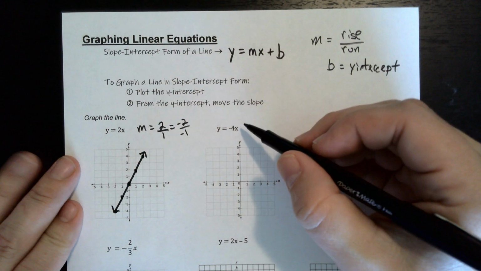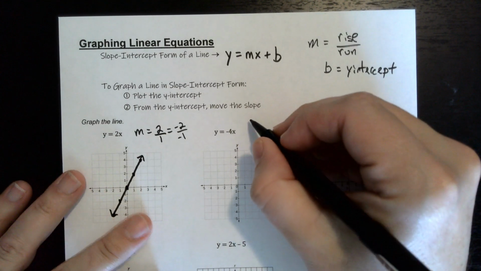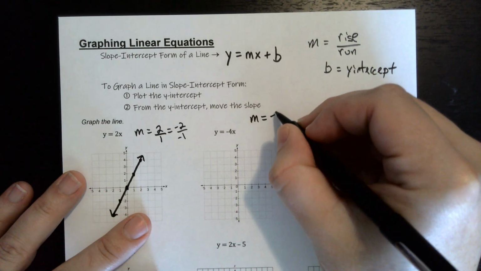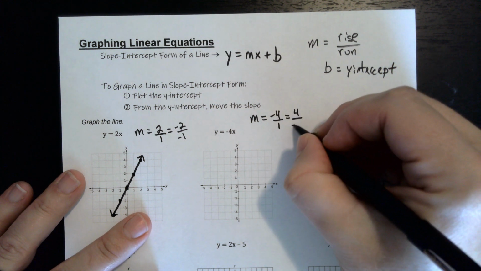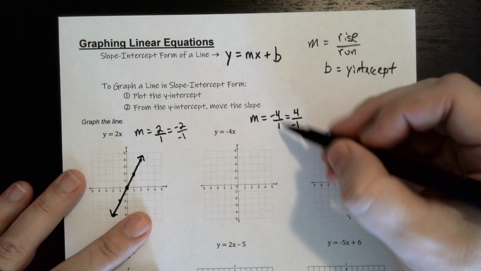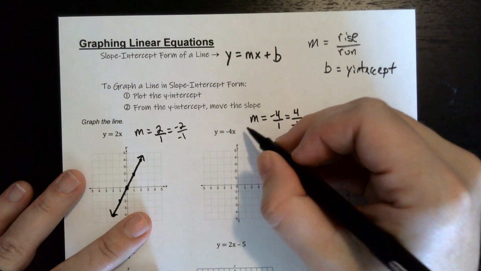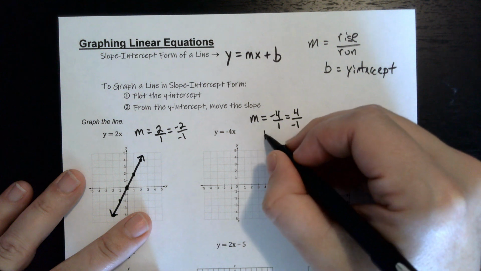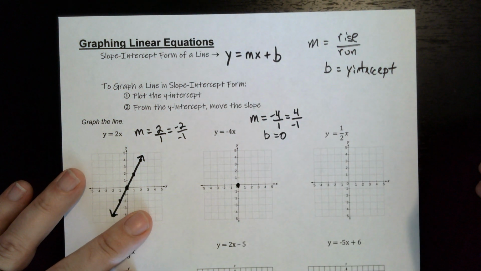Okay, so let's look at our next one. We've got y is equal to negative 4x. Our slope, m, is equal to negative 4. So that could be written as negative 4 over 1 or positive 4 over negative 1. Okay, so we can use both of these slopes. Again, we don't have a plus or minus a number here. So our b is going to be 0, which means we're crossing the y-axis there at 0.